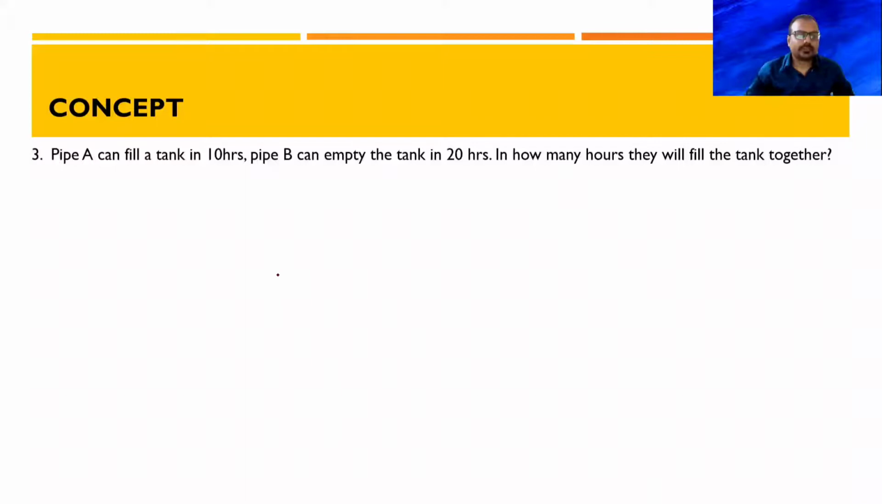Coming to question number 3. Pipe A can fill a tank in 10 hours and pipe B can empty the tank in 20 hours. So this comes under pipe and cistern problems. Pipe A can fill a tank in 10 hours. Pipe B empties the tank. So since pipe B is emptying the tank, we'll subtract this. So we get finally 1 by 20. So in how many hours will the tank get filled if they are working together? That is in 20 hours.